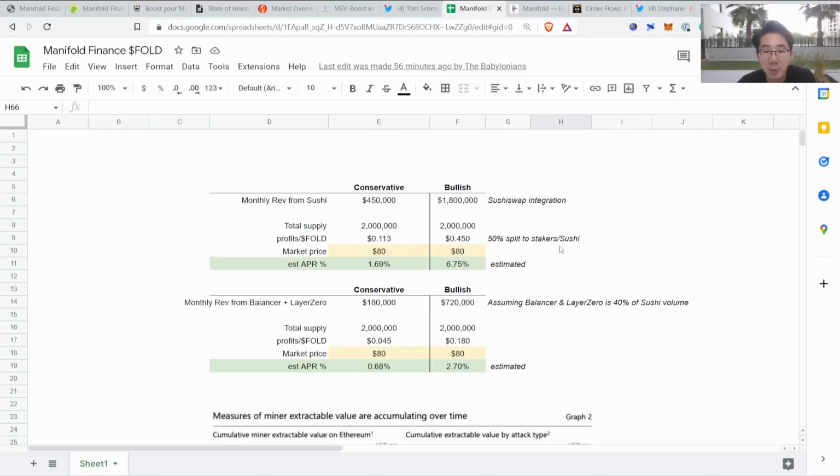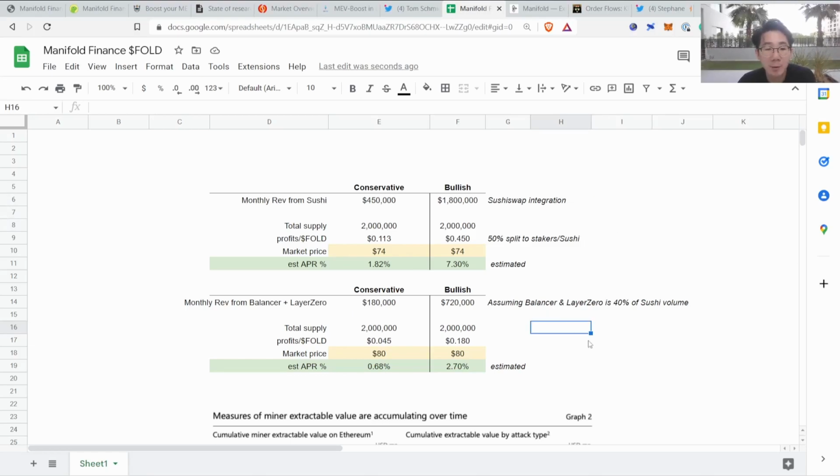So I've done a spreadsheet to calculate the estimated yield. On their Telegram, they say that the monthly revenue from Sushi is between around 450,000 and 1.8 million max, but I think it's around 500,000. So if you assume that there are 2 million FOLD, all 100% staked, the profits per each FOLD would be from 10 cents to 45 cents. This is after the 50% split, and based on the current market price, which is about $74, it should be about a 1.8% to 7.3% yield. And this revenue is not live yet, it will only go live after the merge event happens.